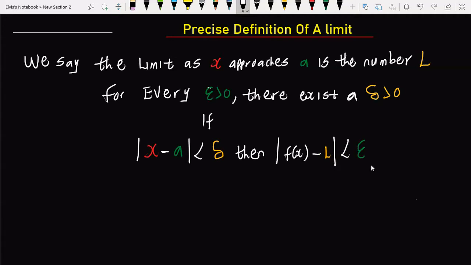I'm going to use a graphical representation to explain this. But before I do this, you need to know that a is associated with delta, while L is associated with epsilon. L is the limit, a is the value we are trying to approach, then f of s is the function.